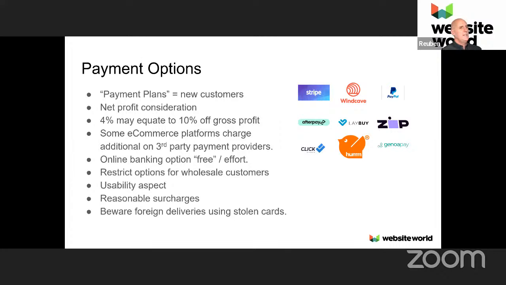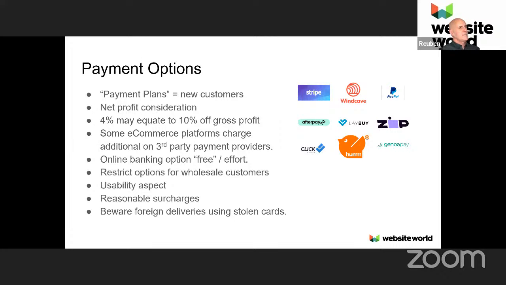From a usability aspect, which payment provider is going to provide the easiest checkout experience? PayPal often offends a lot of customers if they're not already familiar with it, because it asks for too much information as you check out. Stripe and Windcave are pretty fluid through their checkout, and they're all a little bit different. Obviously, the pay later services have a bit more terms and conditions around that as well.